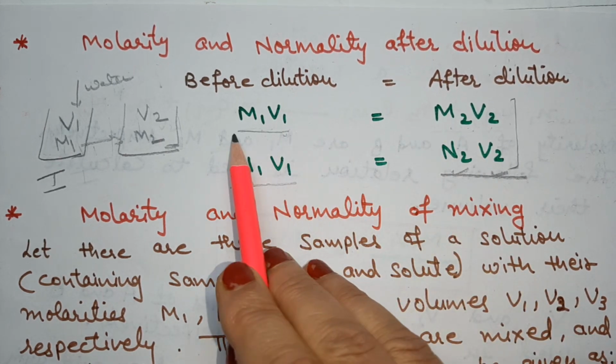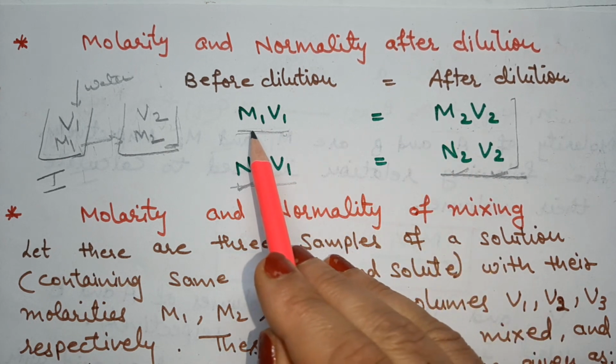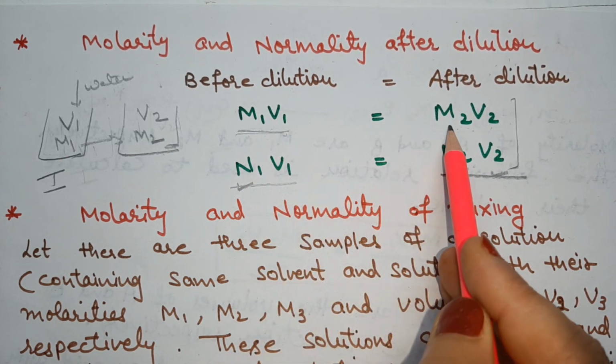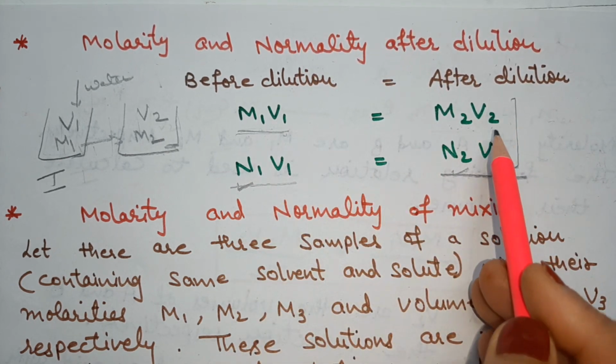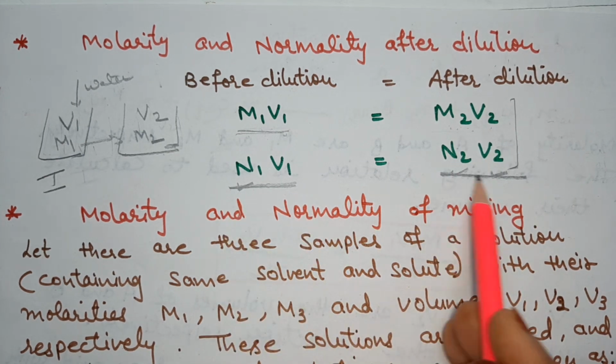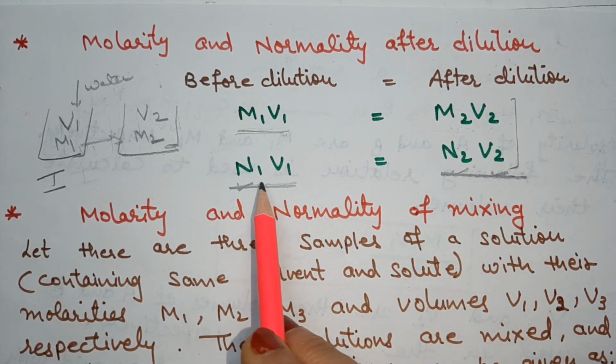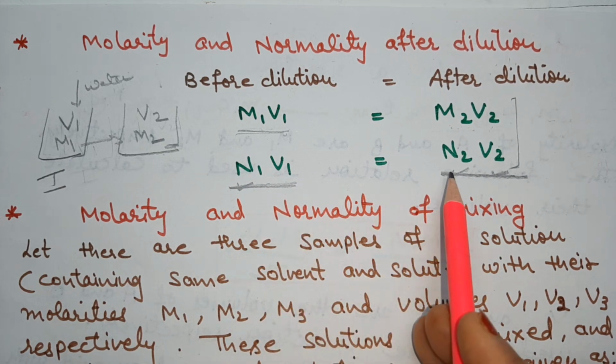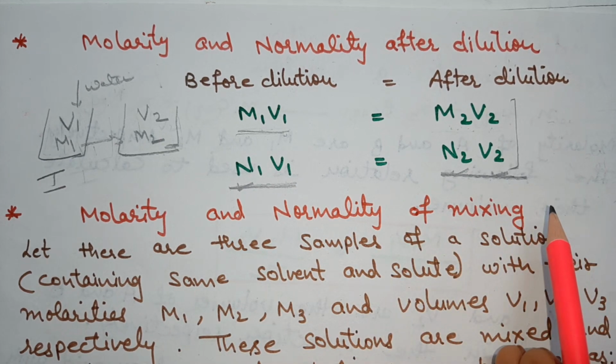Suppose on molarity basis calculations we will use M1 V1 is equal to M2 V2 for dilutions, and for normality basis calculations we will use N1 V1 is equal to N2 V2.